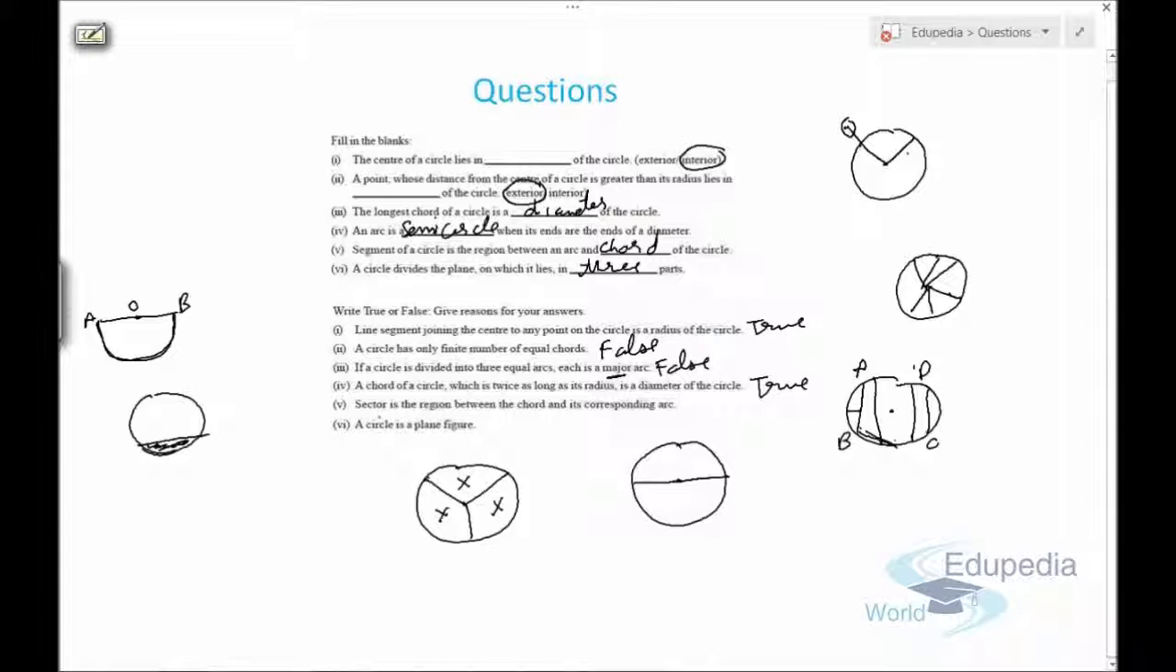Now, a sector is a region between the chord and its corresponding arc. So let's see. You remember we draw a sector like this from the center of a circle. So this part is a sector. So is it a region between a chord and a corresponding arc? No. It's a region between two radii and an arc. So this statement is false, right? A circle is a plane figure. So yes, it's a plane figure like this. We can see it properly. So this part is true.